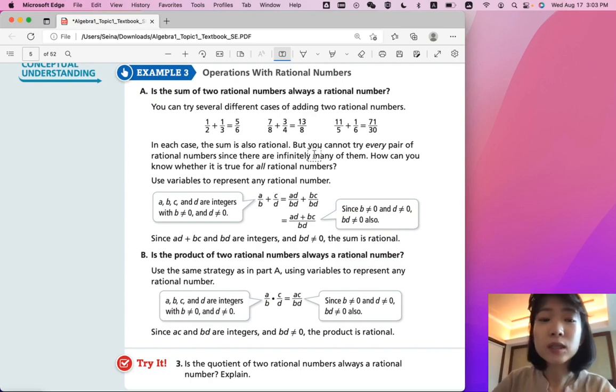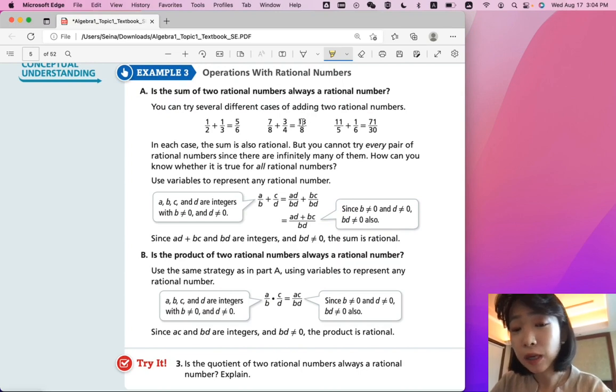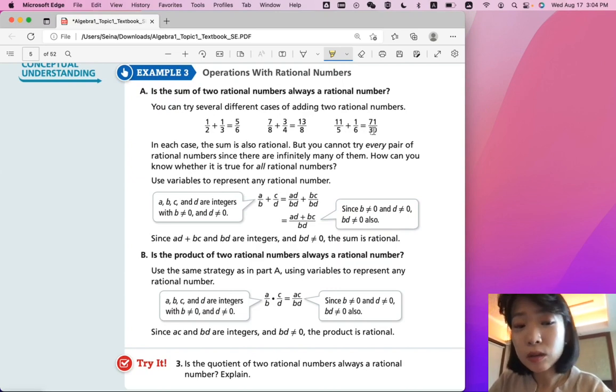So if you look at the first example here, you get 1 over 2 plus 1 over 3. That's going to be 5 over 6. And 7 over 8 plus 3 over 4 is 13 over 8, and that's a rational number. 11 over 5 plus 1 over 6 is 71 over 30. That's also a rational number. In each case, with a random example, the sum is also rational. But you literally can't try every pair of rational numbers because there are infinitely many rational numbers, right? So it's just not possible.